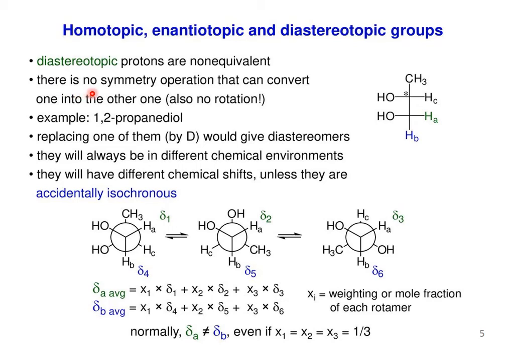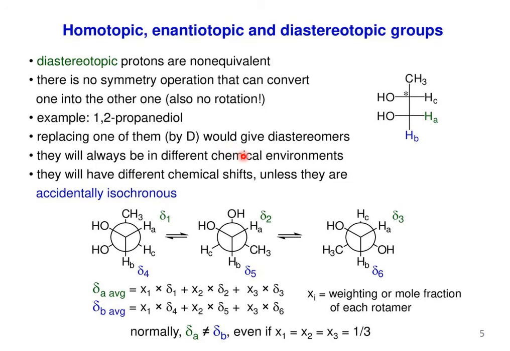Also no rotation. Example: 1,2-propanediol. Replacing one of them by D would give diastereomers. They will always be in different chemical environments. They will have different chemical shifts unless they are accidentally isochronous. As I have discussed, isochronous means they have the same chemical shift value.